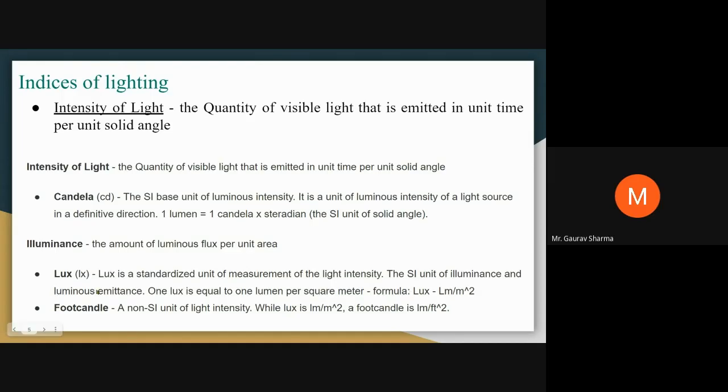Whereas if we talk about foot candle, that is a non SI unit. Comparatively, you can see here there is a feet square. That means what? It is an MKS, CGS or FPS system we are following here. As it is in feet square, that means we are using foot poundal second.